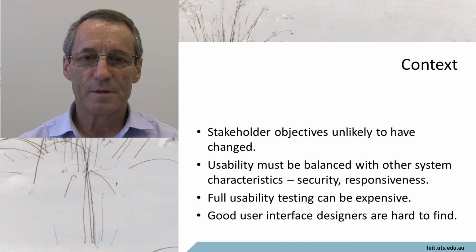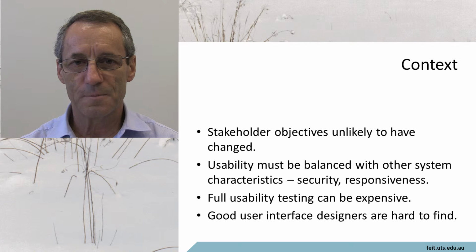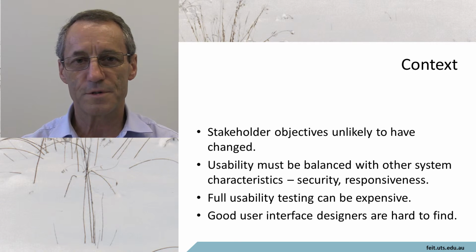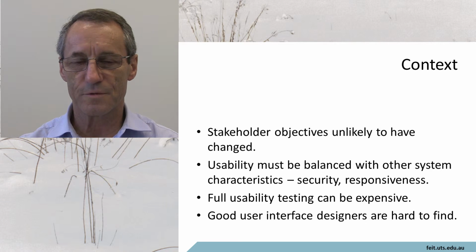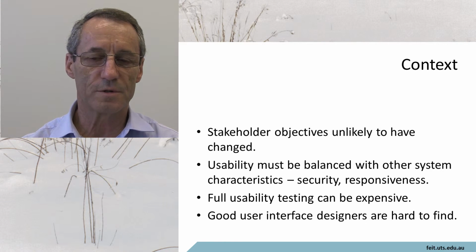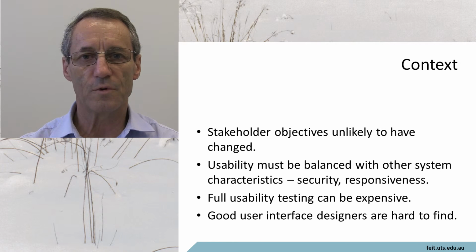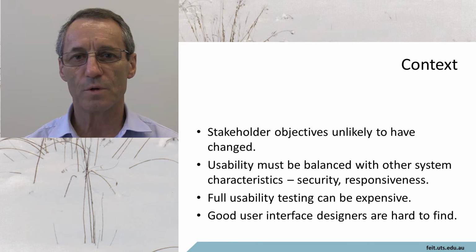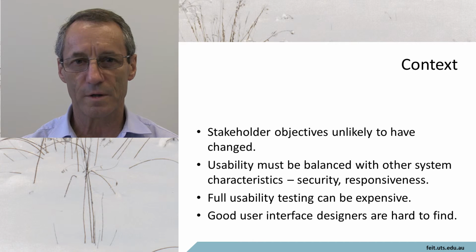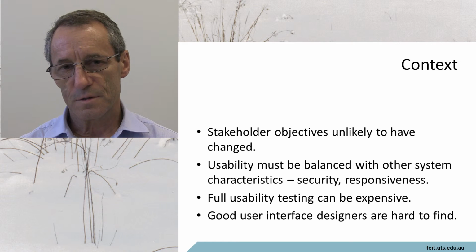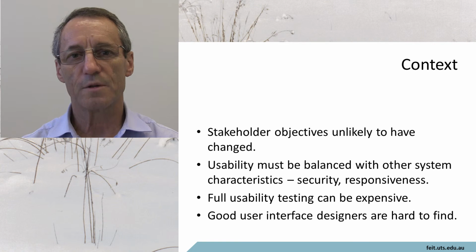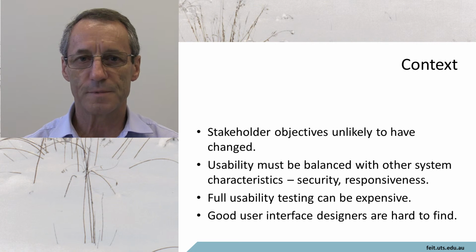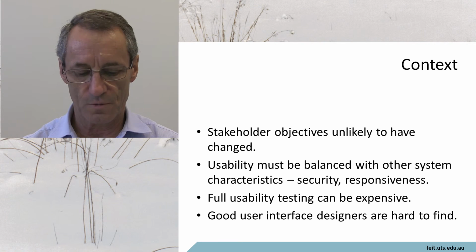The usability of the system and the effort you put into the user interface design has to be balanced with other characteristics of the system, typically with security and in some circumstances performance. There are some systems where you want the system to respond quickly and you assume that the user knows what they're doing. Other systems, you may want the system to protect the user from their own mistakes, but the context is you have to understand which one that is.